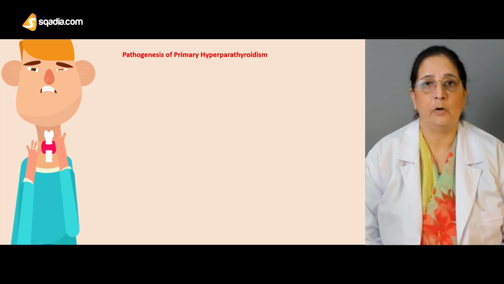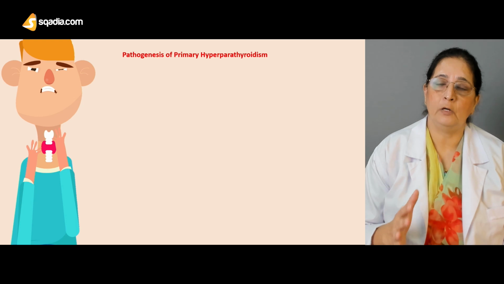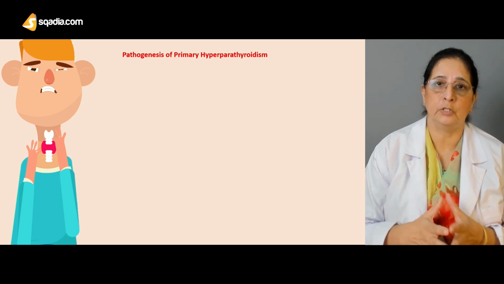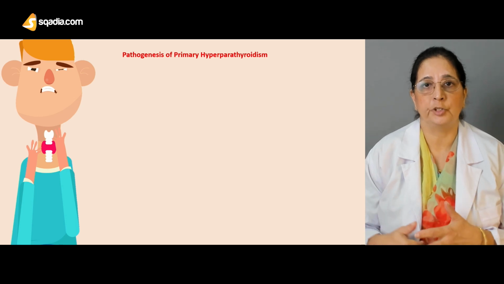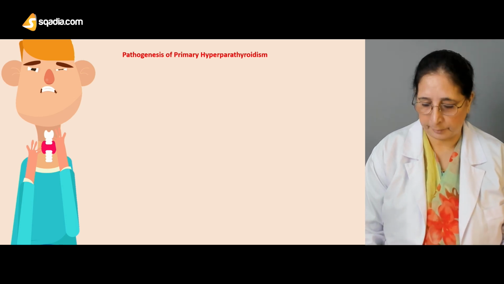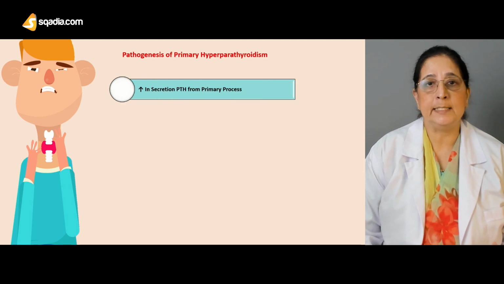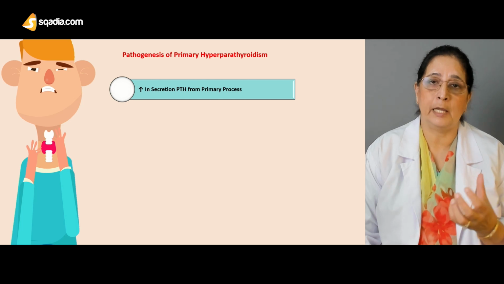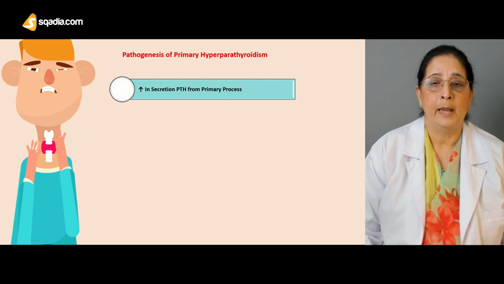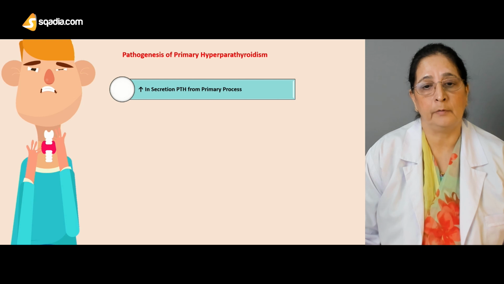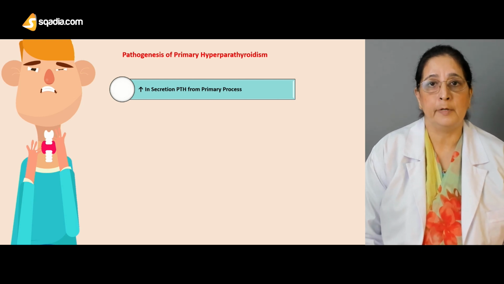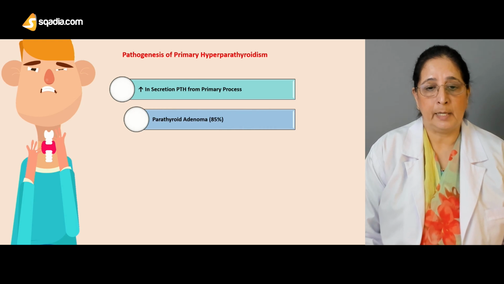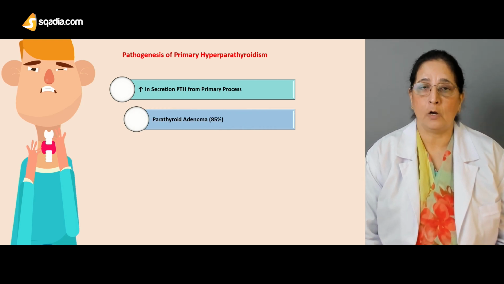Now, the pathogenesis of primary hyperparathyroidism. We already discussed in detail the causes of primary, secondary, and tertiary hyperparathyroidism. Now, pathogenesis: if we see an increase in secretion of parathyroid hormone from the primary process, that's important. Primary parathyroid glands are responsible in primary hyperparathyroidism, and there is an increase in the secretion of parathyroid hormone from the primary source or primary process.